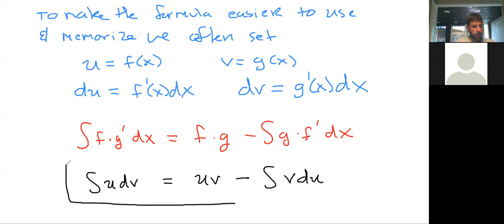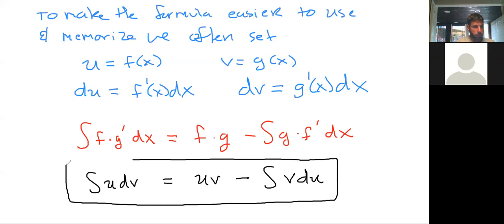And this is typically how it's stated in books. This is a little easier to memorize. Plus, when you think of it in this way, it kind of gives you more of a recipe for how to use it.